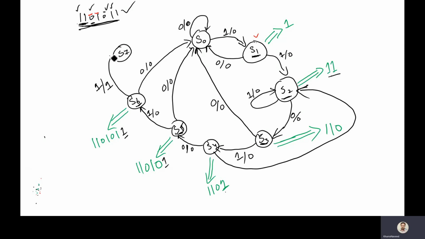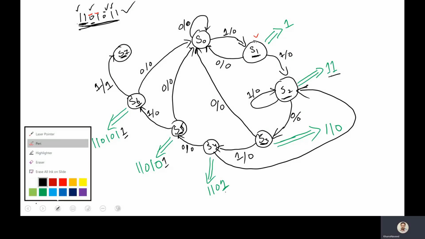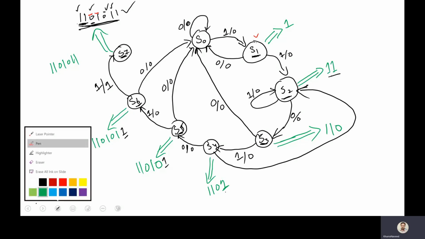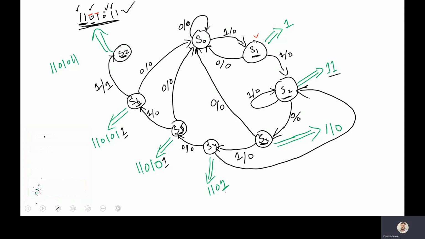Now, while we are at this state S7, and we detect the input to be 0, this S7 actually means we have detected this particular sequence, right? So let me write it here in green. So while we are at S7, although we have detected this sequence once, our sequential circuit needs to detect this sequence again and again. Output should be set to 1.